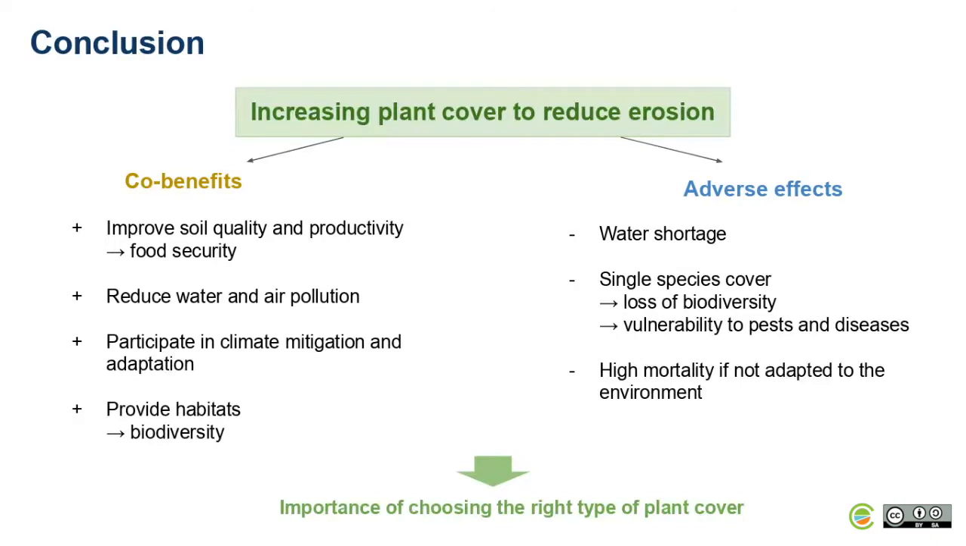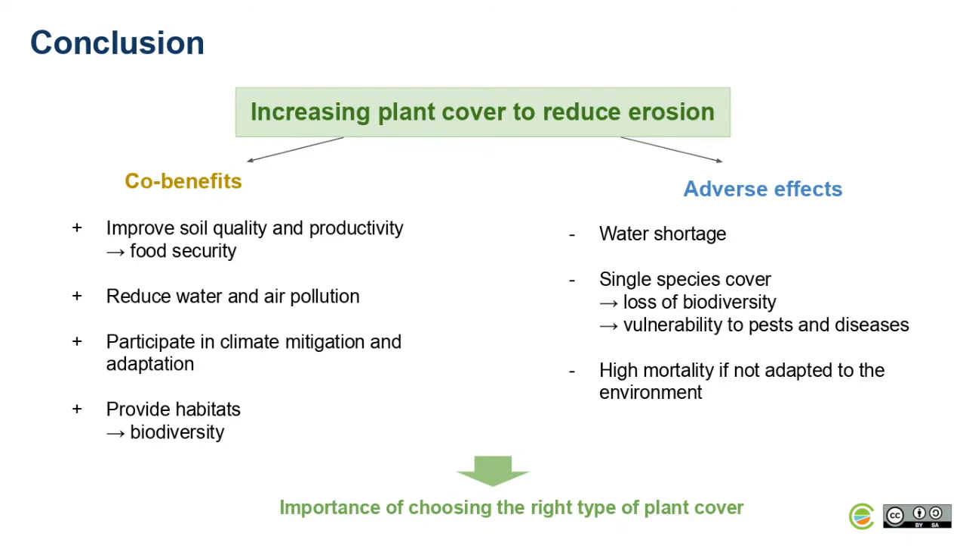So to conclude on our nature-based solution, increasing land cover can help to reduce erosion, but it also has many benefits. For example, improvement of soil quality and productivity. It can also reduce water and air pollution. It participates in climate mitigation and adaptation to extreme events. And it also provides many habitats for lots of species.